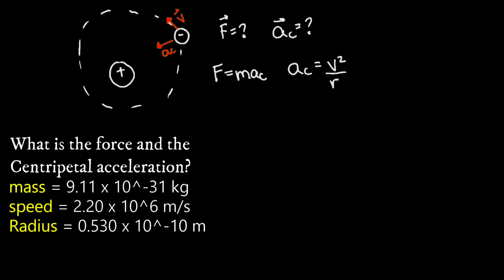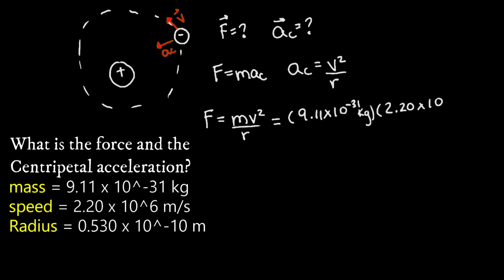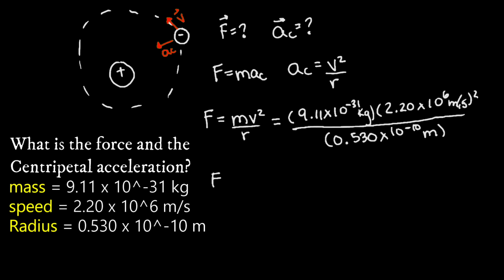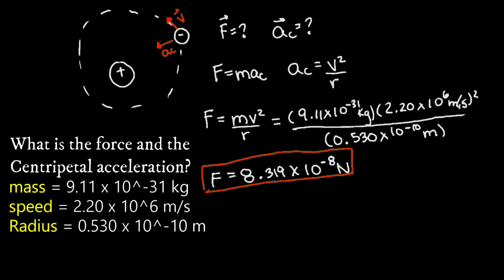We can just plug the centripetal acceleration equation into the force one just like previously and we can solve for the force. So, force equals the electron's mass, which is 9.11 times 10 to the negative 31st kilograms, times the speed, which is 2.20 times 10 to the 6 meters per second, all that squared, over the radius, which is 0.530 times 10 to the minus 10 meters. That is equal to 8.319 times 10 to the minus 8 newtons.